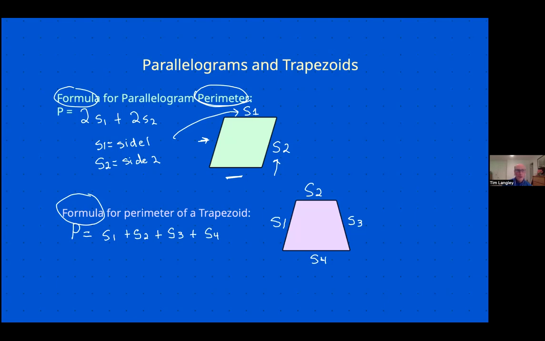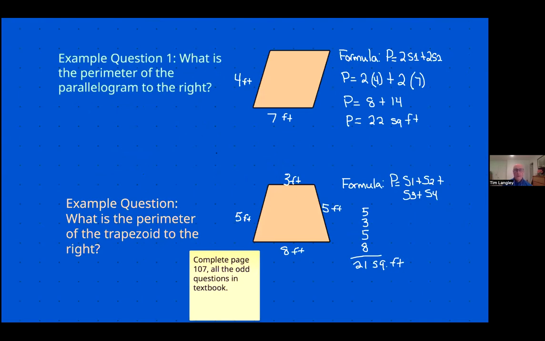Okay. All right, let's move to the next slide. And what I have here is a couple of sample questions. So I want you to freeze the screen, copy these down, and we'll take a look. All right, example question 1. What's the perimeter, again, distance around, of a parallelogram to the right? We've got this parallelogram over here on the right.